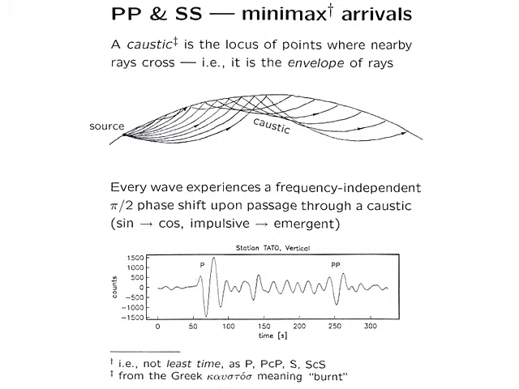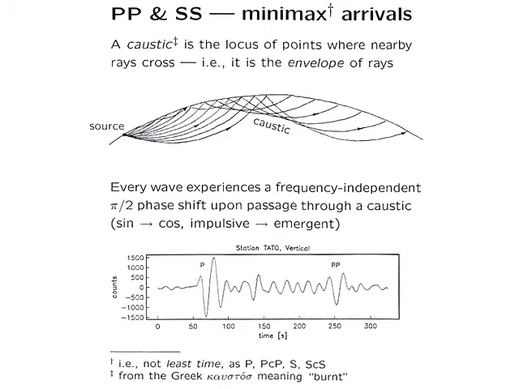Well, it's because PP and SS are not both turning waves and reflected waves. PP and SS are not least time phases. They're what are called minimax phases. That means that along their path they've gone through a caustic. A caustic is a place like this where a little ray tube closes down on itself. And whenever a wave passes through a caustic, like this one here, it undergoes a pi over 2 phase shift.